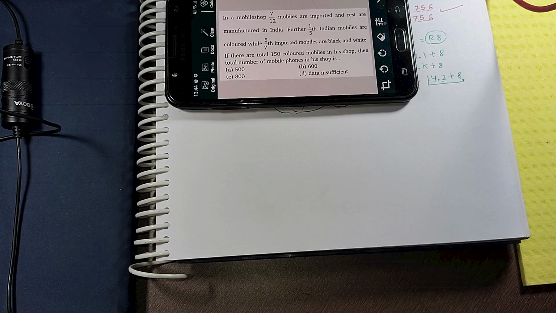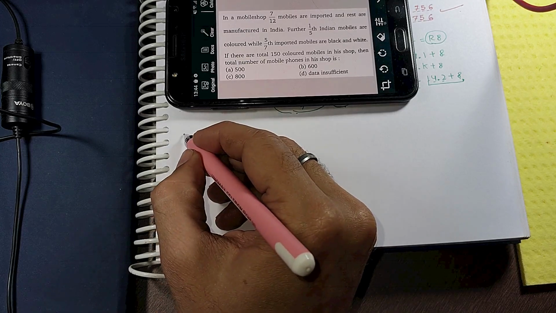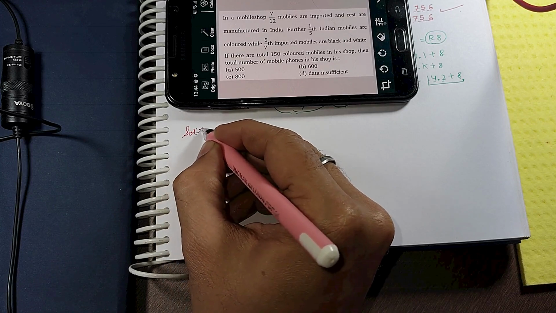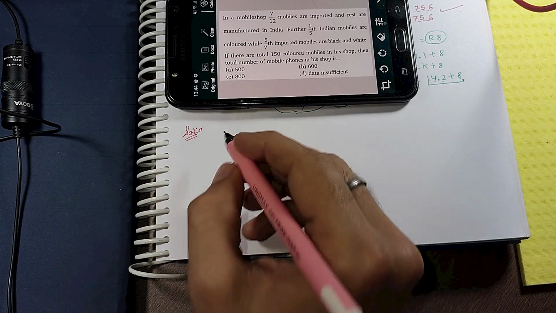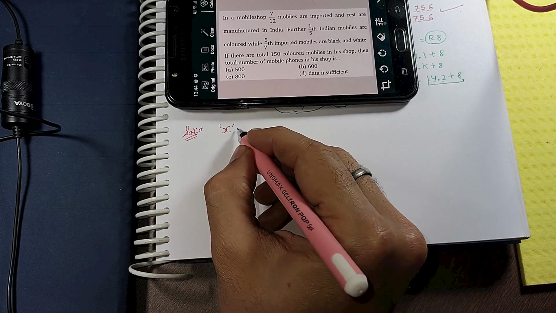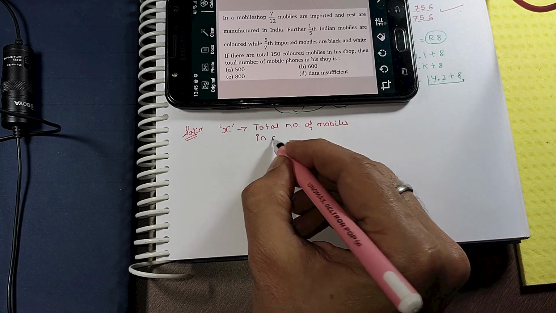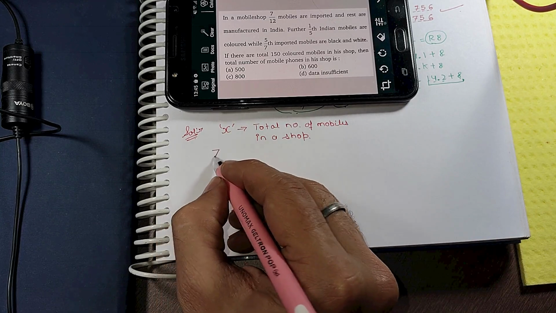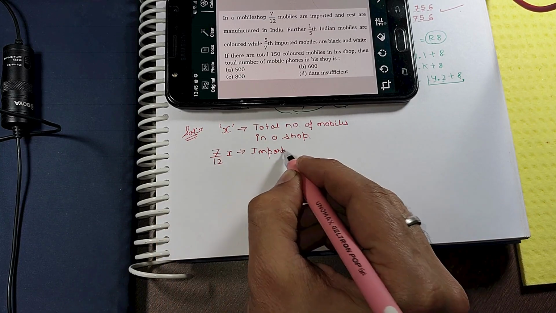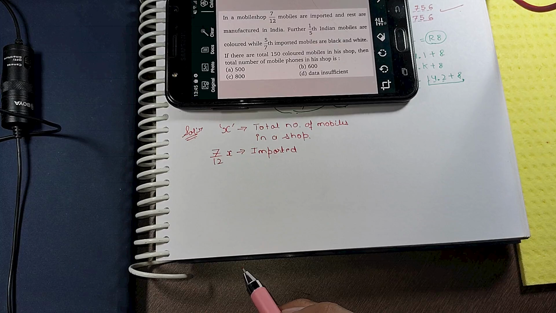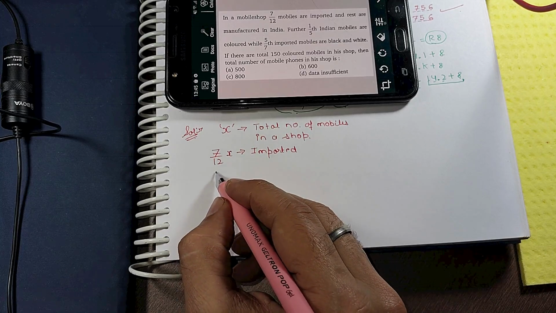In a mobile shop, 7 by 12 mobiles are imported and the rest are manufactured in India. So let us suppose X is the total number of mobiles in a shop. Total number of mobiles, right, in a shop. So out of this 7 by 12 of X are imported, right, and the rest are manufactured in India. So the rest will be 5 by 12 of X.